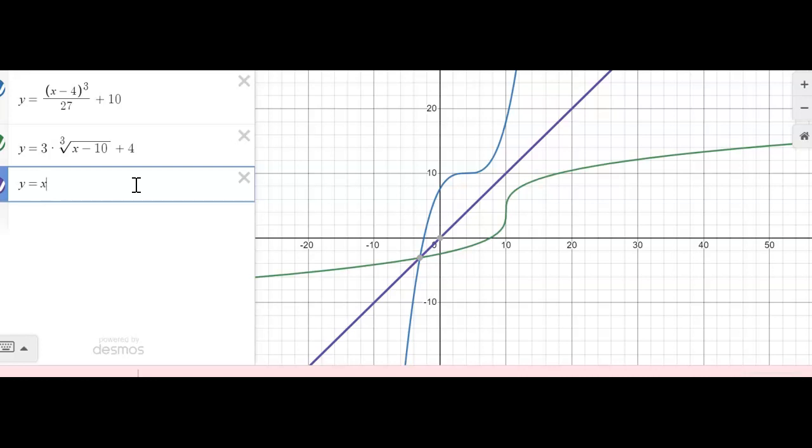So if it helps, you can put the line y equals x like I have there in purple, so you can see it's the same on either side of that line. All right, I'm going to take that off. Okay, so there's our two graphs.